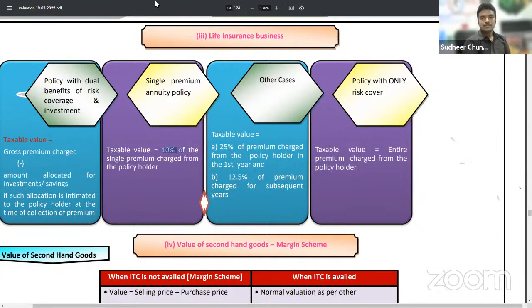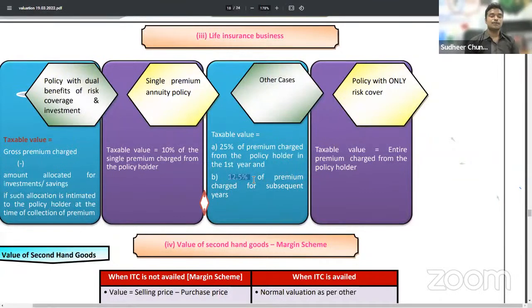Okay. Next, third one, other cases. That means normal endowment policies. Usually or casually, every person generally takes endowment policies only. That means even though risk is not incurred, we will get our money back. Even though that person has not incurred death, he will get his money back along with bonus. For those policies, for first year premium, we assume 25% is the value of the supply. For further premiums, we assume 12.5% will be regarded as the value of the supply.